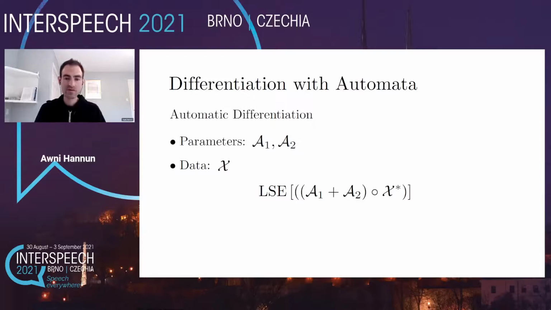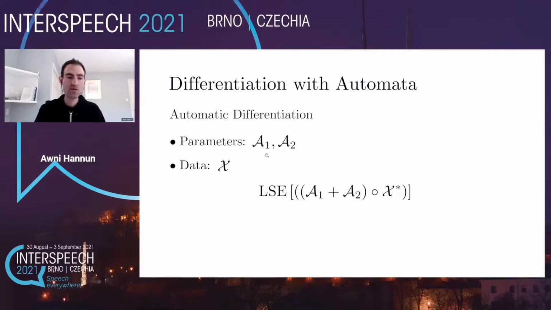For those of you familiar with, say, PyTorch or TensorFlow, but especially PyTorch, because that's where the automatic differentiation of GTN was inspired from, you should be able to quickly pick up how automatic differentiation with automata works, and specifically in GTN. So let's say that we have this sequence of operations, or this composite function.